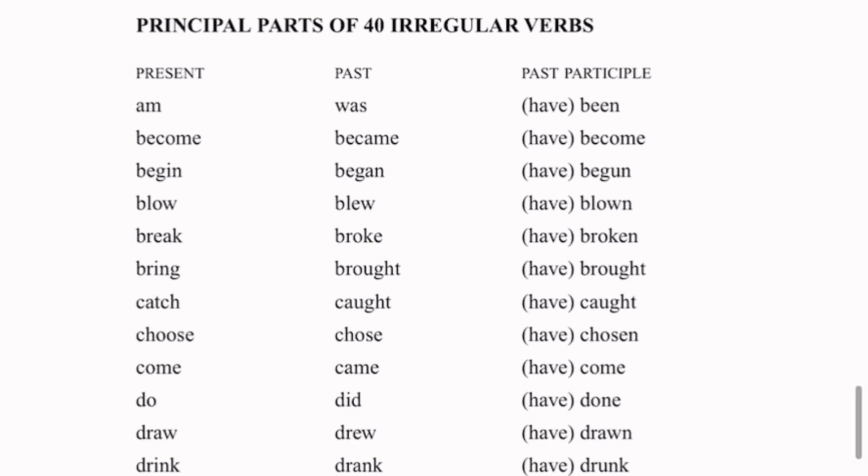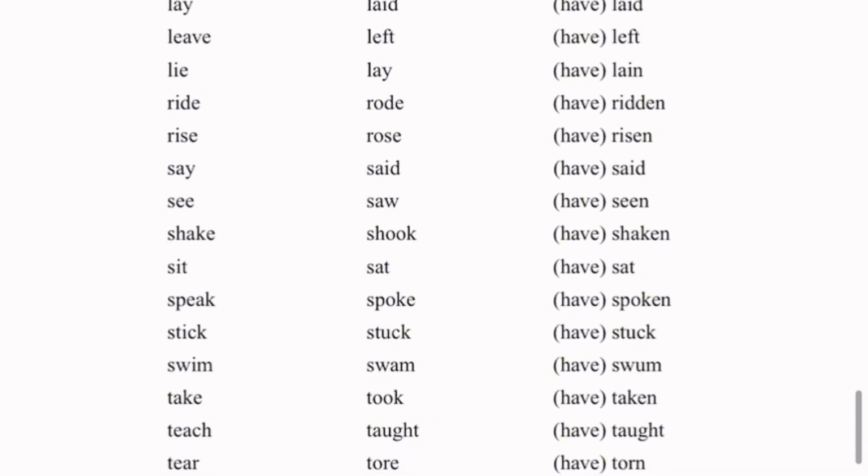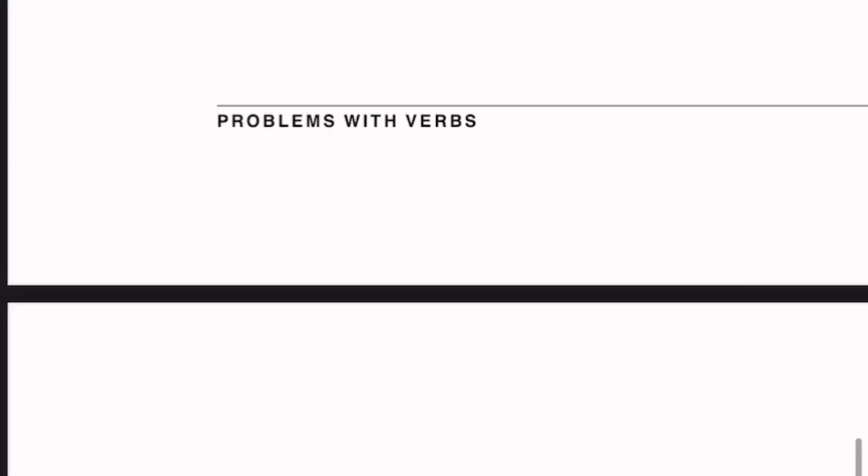So let's look at 40 irregular verbs. I'm not going to read everything. You can pause the video and go through it. Become, became, become. Begin, began, begun. Come, came, come. It's not come, came. It is what? I have come. Do, did, done. I have done my assignment. I did my assignment yesterday. I do my assignment every day. Take note of that. So you have to take note of that.